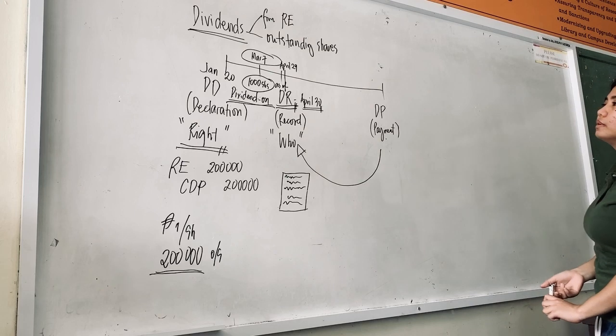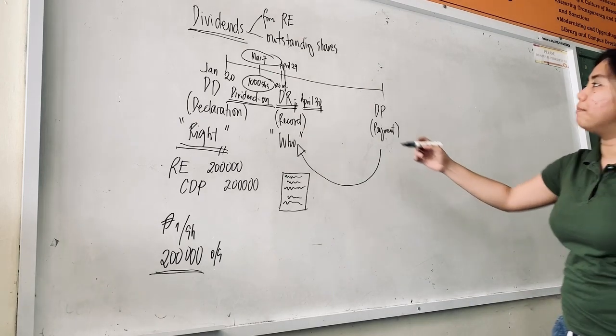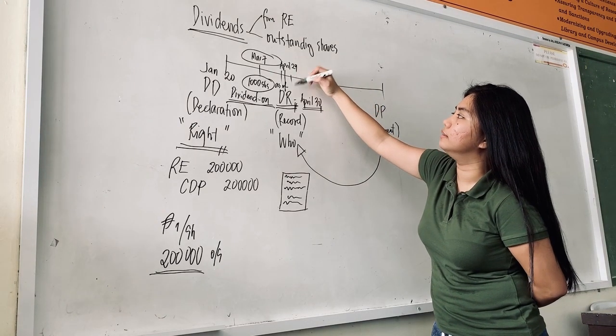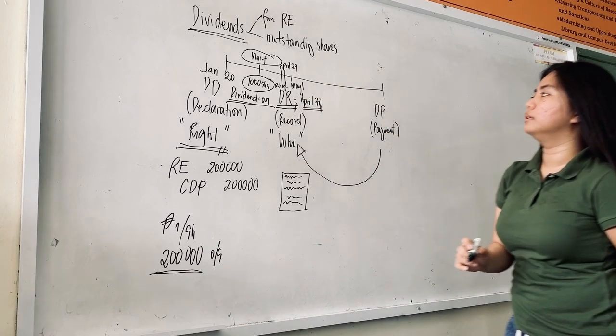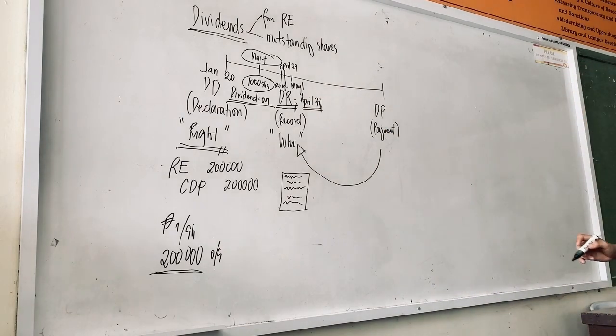Now, let's say for example, one day lang ang pagitan. On May 1, kahit Labor Day, tinry mong bumili. Okay? So, nung tinry mong bumili ng shares, nakabili ka naman ng shares. Okay?